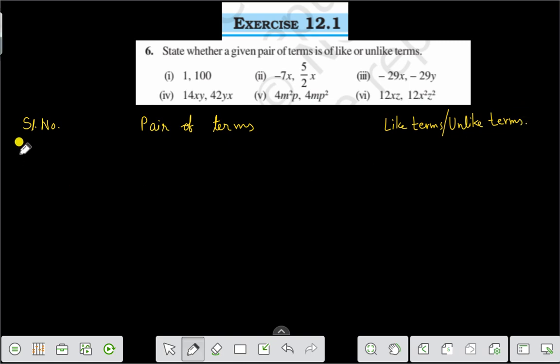First one, serial number 1. 1 is given as 100. Here you see that the pair of terms is 1 and 100, and these are constant terms that we can say as like terms. These are like terms.